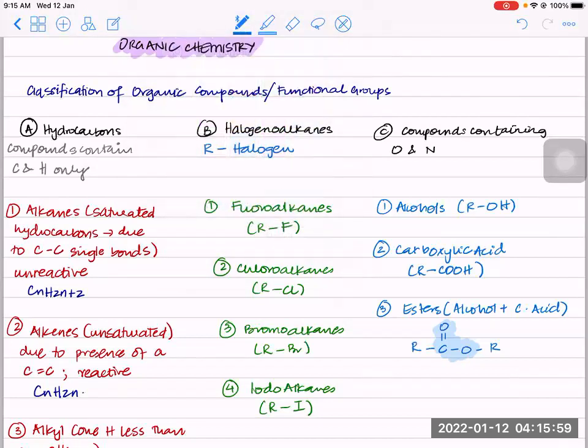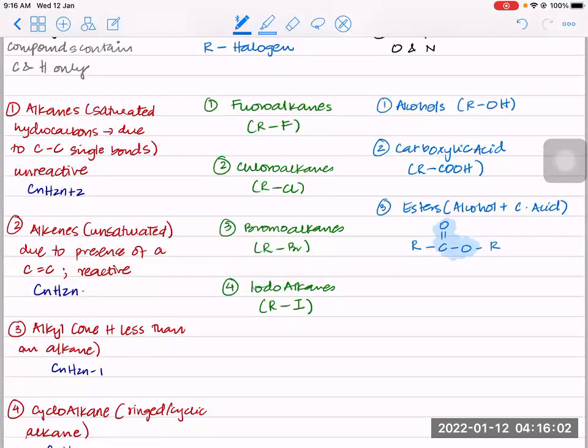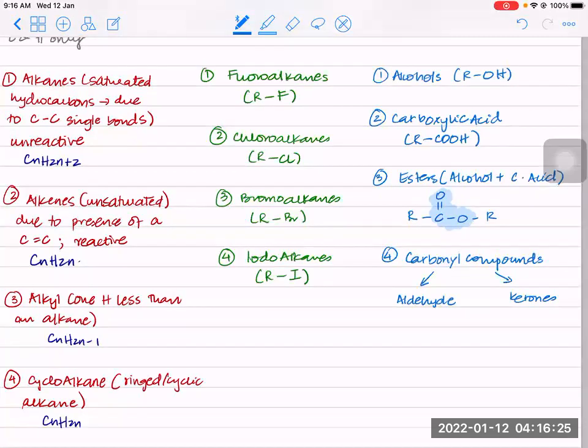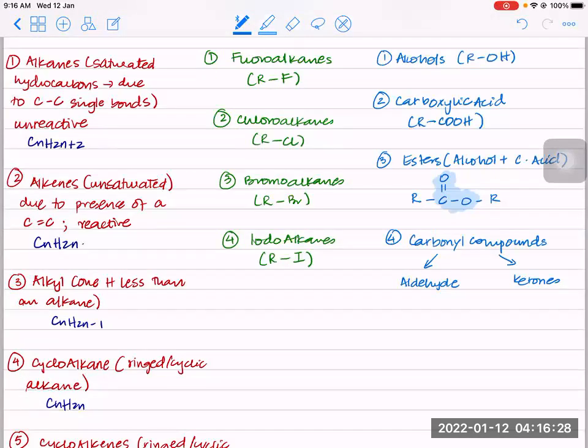Then you have the carbonyl compounds. They are so called because they have a carbonyl carbon. What is a carbonyl compound? You have two types: aldehydes and ketones. Both these compounds are called carbonyl compounds because they have a carbonyl carbon. What's a carbonyl carbon? Where you have a C double bond O.